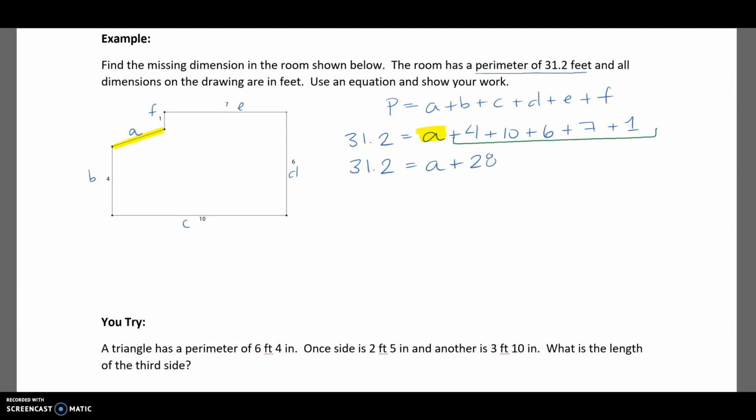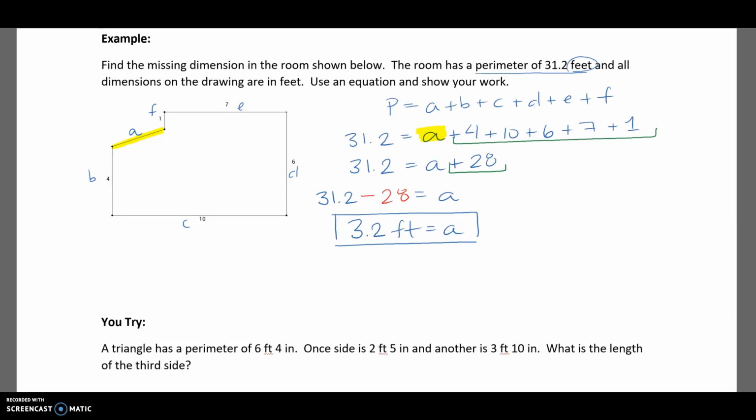Now I have only one term that I need to move to the other side of the equals. Since it's being added on this side of the equals, when I move it to the other, the rule says I do the opposite operation. So 31.2 minus 28 will give me the dimension for side A. When I do the subtraction, I get 3.2. My units were all in feet. So A has a dimension of 3.2 feet.